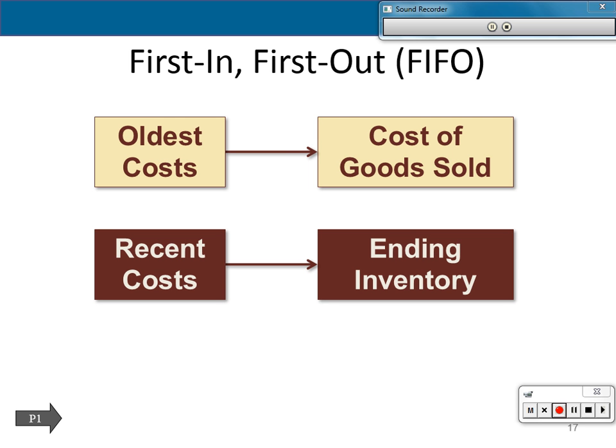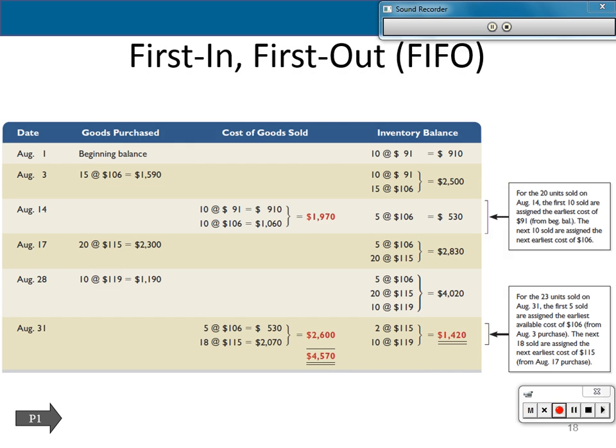But if you look under FIFO, oldest cost, cost of goods sold, recent cost, ending inventory, same example. They sold 20 items on August 14th, right? Before August 14th, they had a beginning balance of 10 units at $91. They had purchased 15 more units on August 3rd at $106. So that means total inventory was worth 2,500, and they had a total of 25 units in inventory by August 14th when this sale took place. So they sold 20 units. So where do they pull units from first?